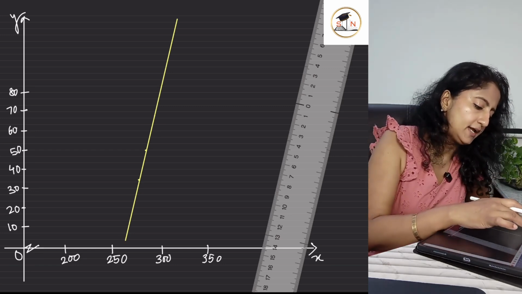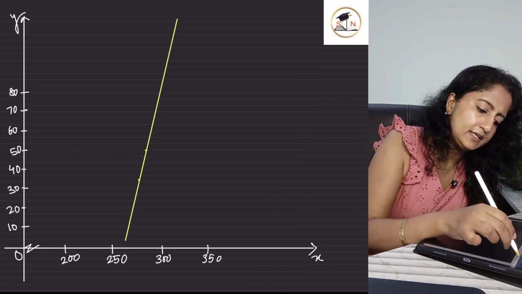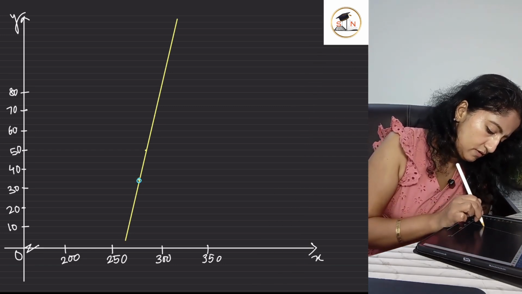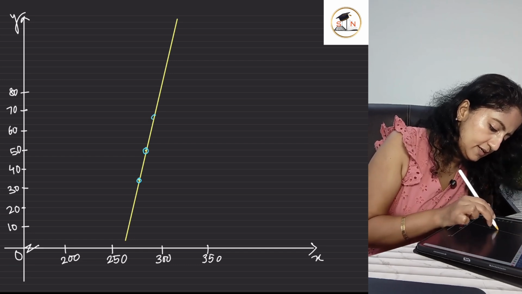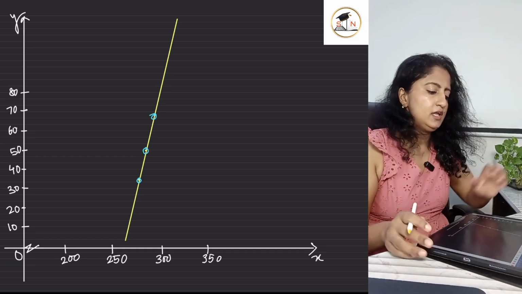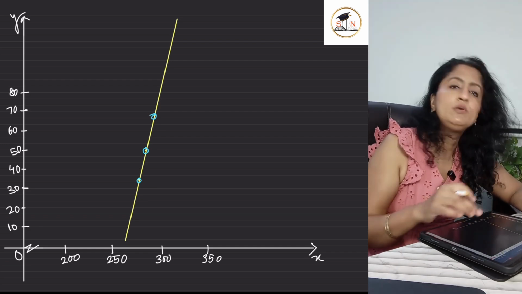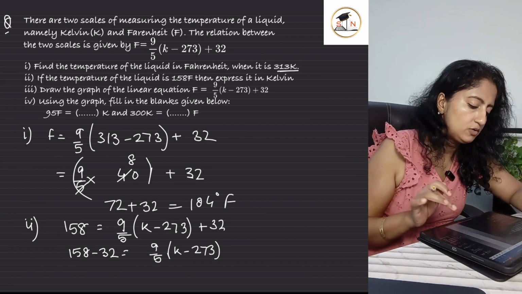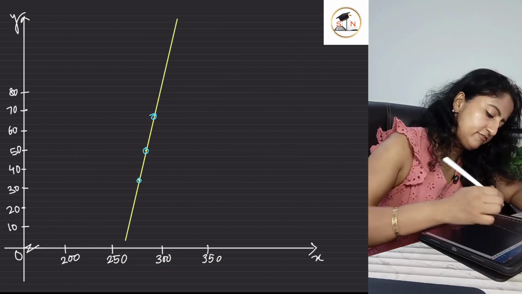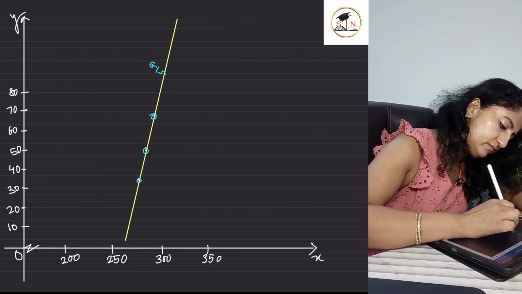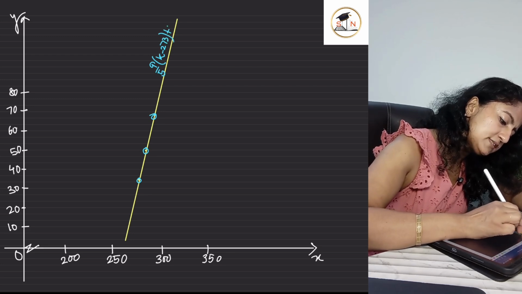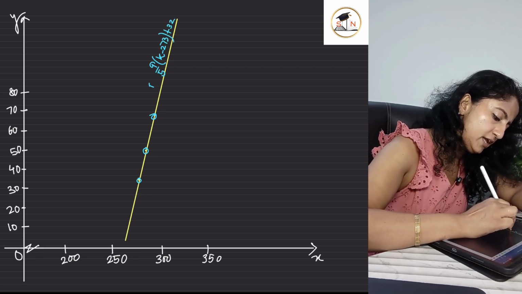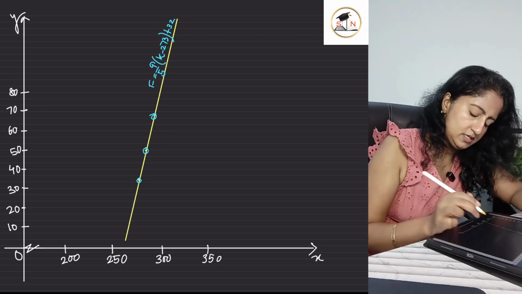So here we got our line. Now we can highlight the points: first, second, and third. Okay. Once we are done with the line, we need to write the equation. It is compulsory to write the equation as well. The equation was 9/5 (K minus 273) plus 32. Okay. F equals this.